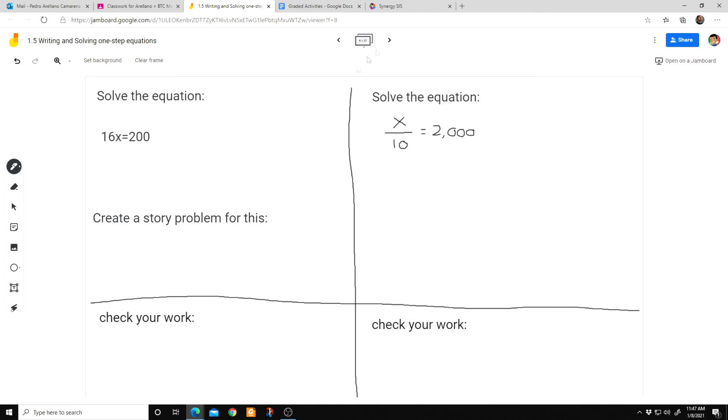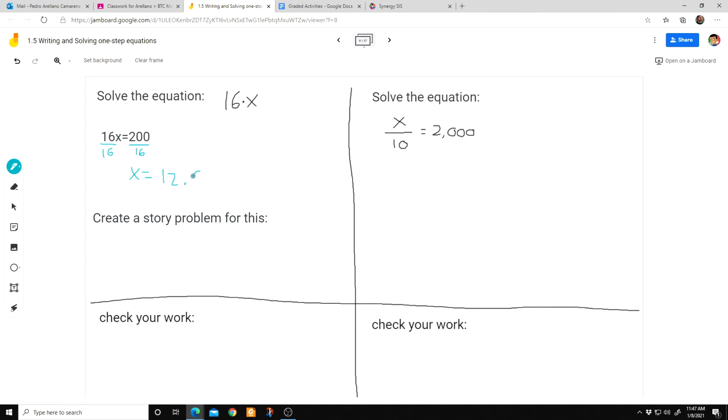And then I want to just show you how to solve 2 different problems here that are one step. So if you look here, we need to solve this equation, and I always ask you, what do you notice is the operation between these two numbers? Well, they're multiplying. So what we've got to do is undo it. We've got to get x by itself. So we're going to divide both sides by 16. And here we go. We're going to get x is equal to 200 divided by 16. So 200 divided by 16 is 12.5.